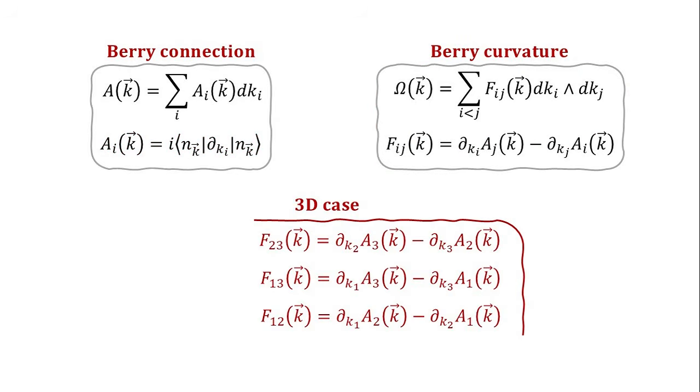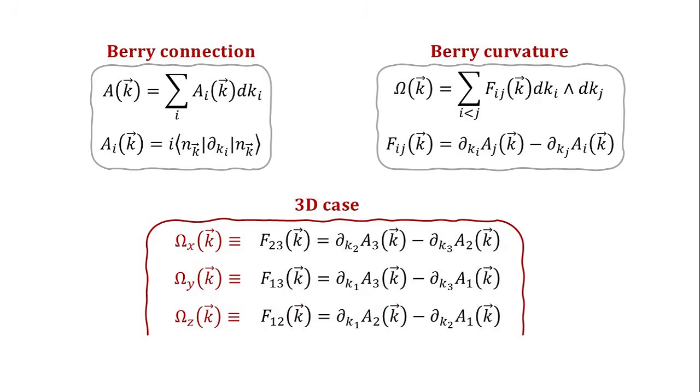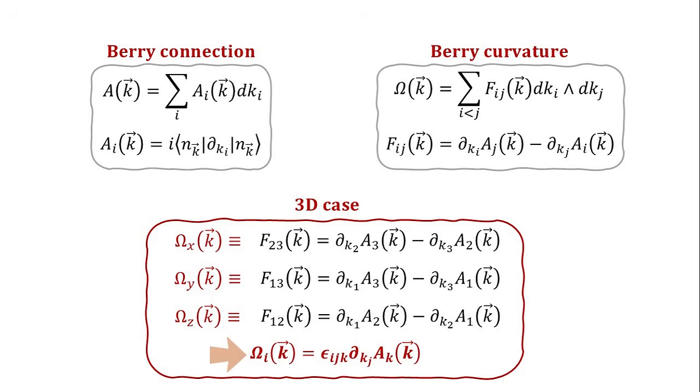In 3D parameter spaces, the non-zero components of the Berry curvature are given as follows, and are often denoted by Ω_x, Ω_y, and Ω_z as shown. These components are cyclic permutations of one another, and their antisymmetric structure can be compactly expressed using the Levi-Civita symbol, a mathematical object that encodes orientation and antisymmetry.